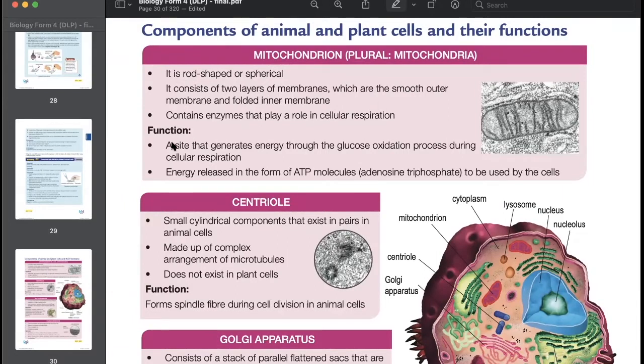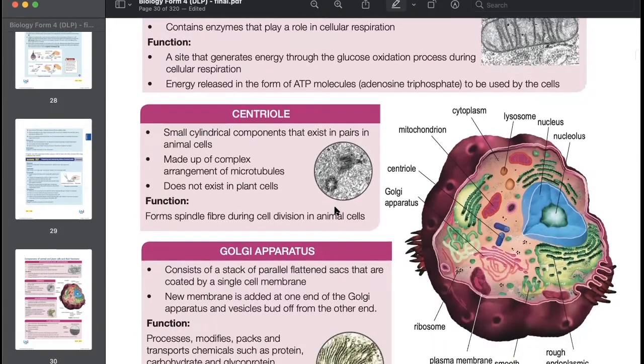There are two functions of mitochondria. The first one is a site to generate energy. In order to produce energy, we need glucose and also oxygen. From glucose plus oxygen, we will get carbon dioxide, energy, and also water. Here is also the same thing. Bear in mind, mitochondria is required to generate ATP energy. ATP means adenosine triphosphate, but if you just mention energy, that's fine. Let's go to the next one.